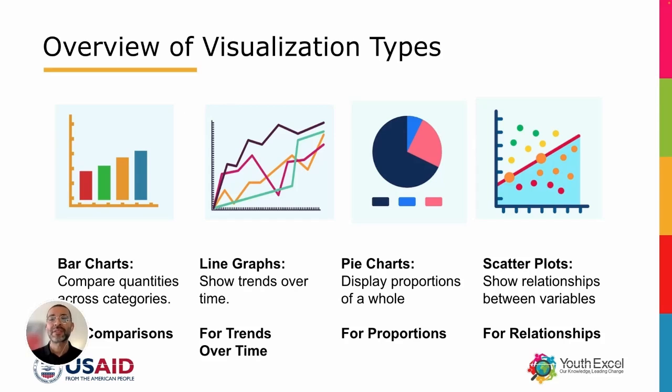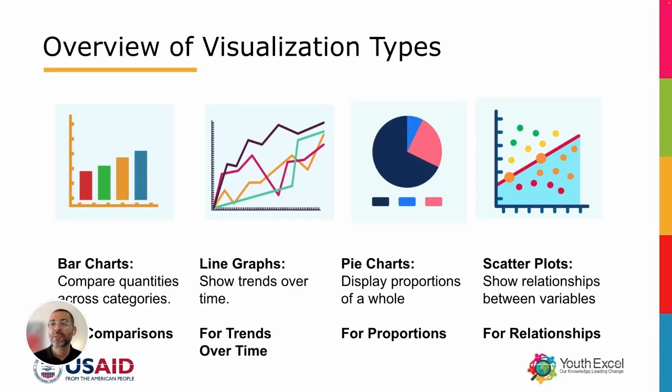Choosing the right visualization is key. Here we have an overview of different types of data visualization. Data visualization is the graphical representation of information and data. By using visual elements like charts, graphs, and maps, data visualization tools provide an accessible way to see and understand trends, outliers, and patterns in data.